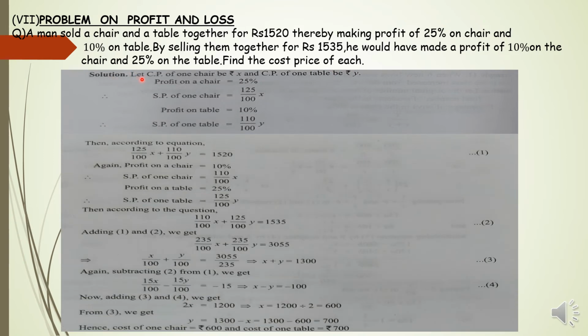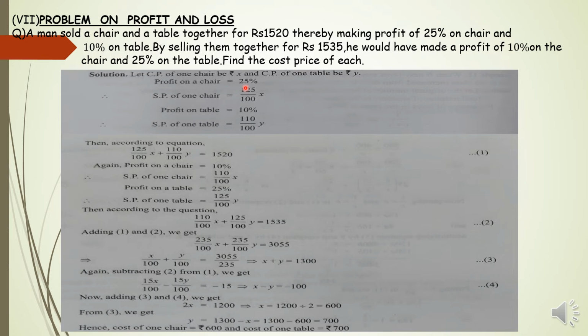Solution. Let the cost price of one chair be x. We need to find the cost price of chair and also table. So we are taking the cost price of one chair as x and cost price of one table be rupees y. Then it is given in the question the profit on a chair is 25% and profit on table is 10%.